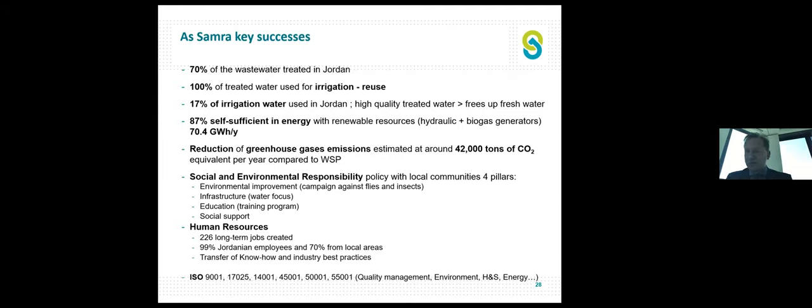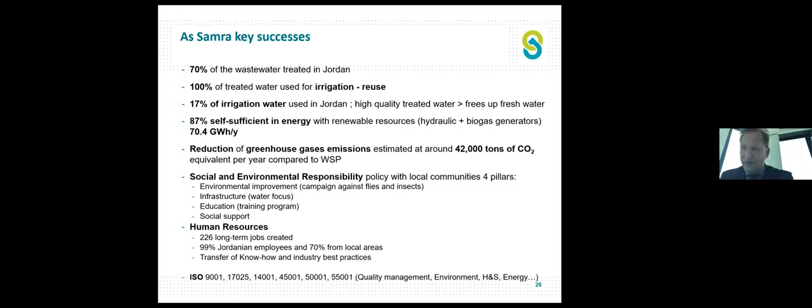I think it's also exciting in terms of the way we're able to create local jobs, 226 jobs created around this plant. Virtually everyone is local Jordanian. And obviously we work a lot and very hard on transferring know-how and expertise to all of those local employees to run that plant in the local communities.